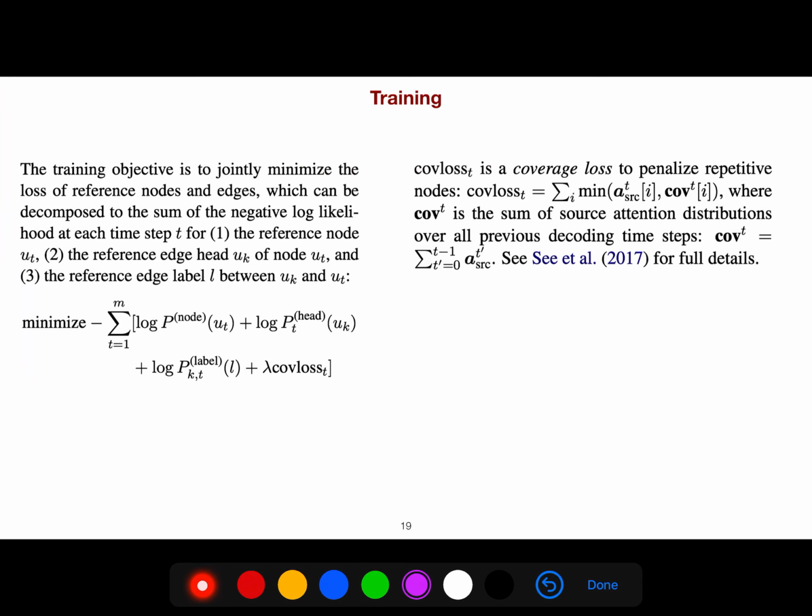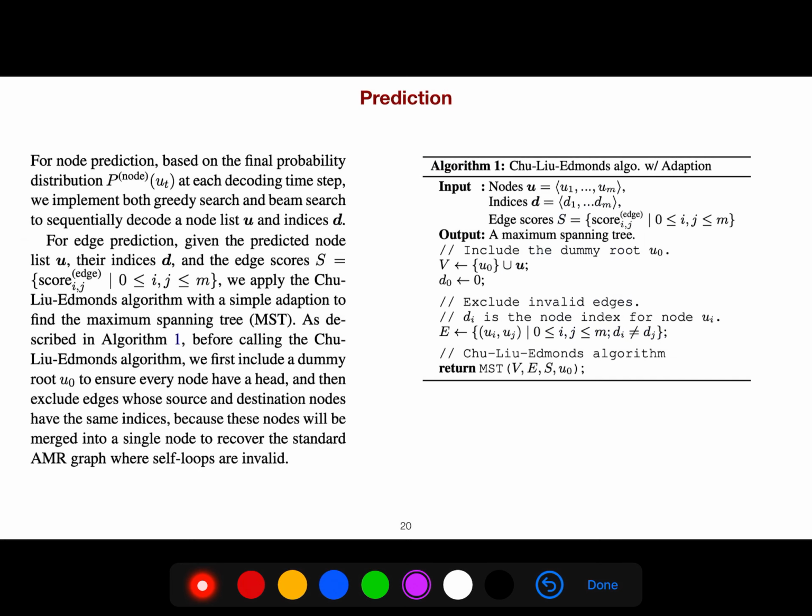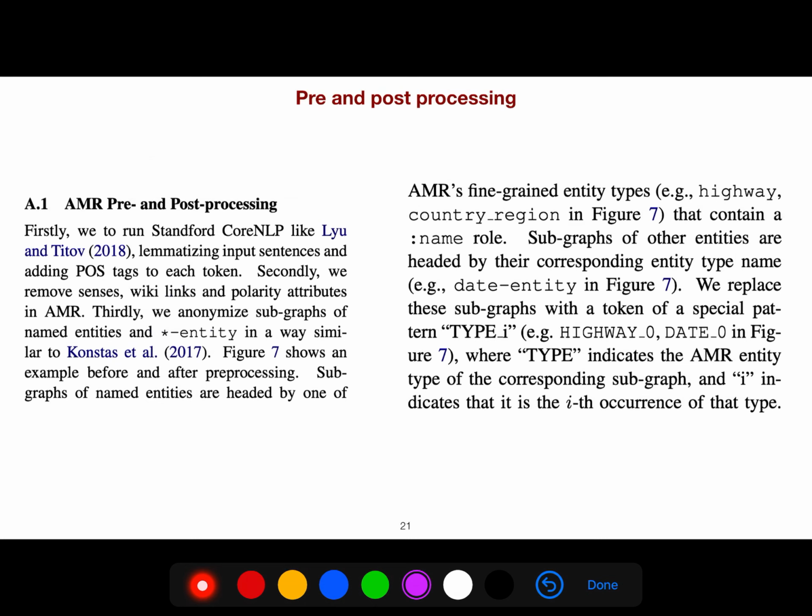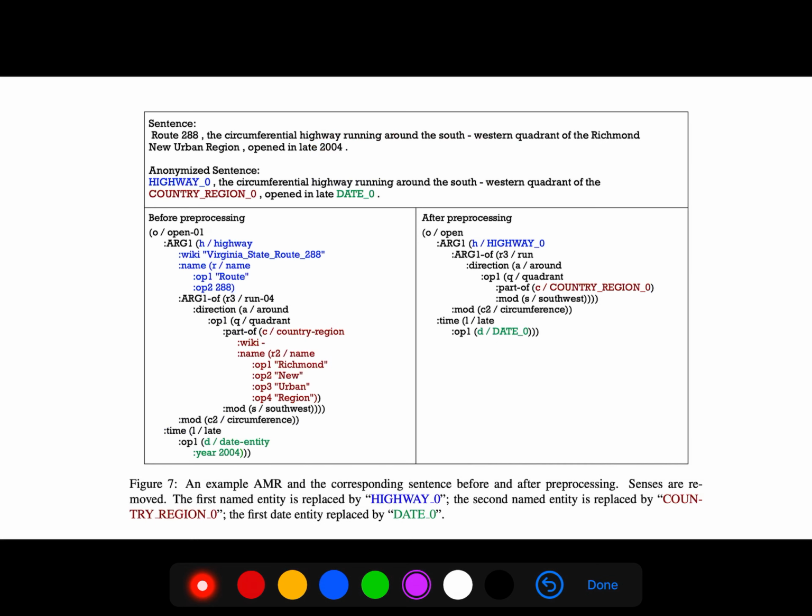For the training, you should know that you need not only the labels, but also the head and the probability. You should maximize these probabilities, or minimize the negative likelihood. And for the prediction, for node prediction based on the final probability distribution, we implement both greedy search and beam search. And it has, of course, pre- and post-processing that is explained in this figure.